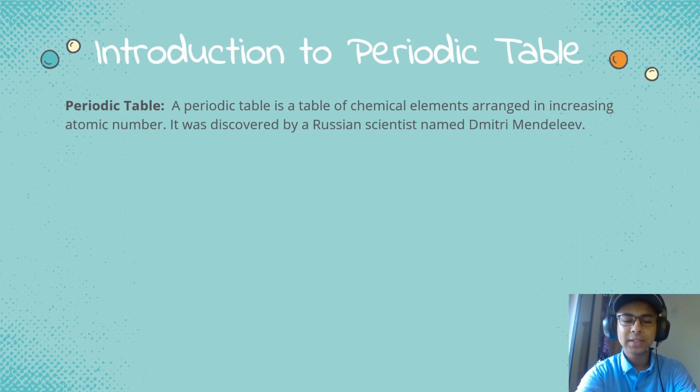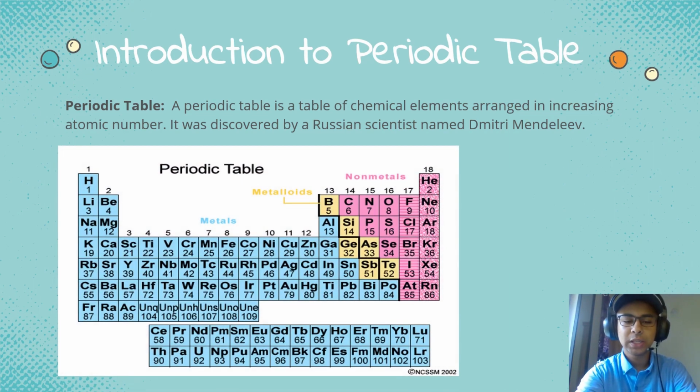A periodic table is a table of chemical elements arranged in increasing atomic number. It was discovered by a Russian scientist named Dmitry Mendeleev. So this is what a periodic table looks like.